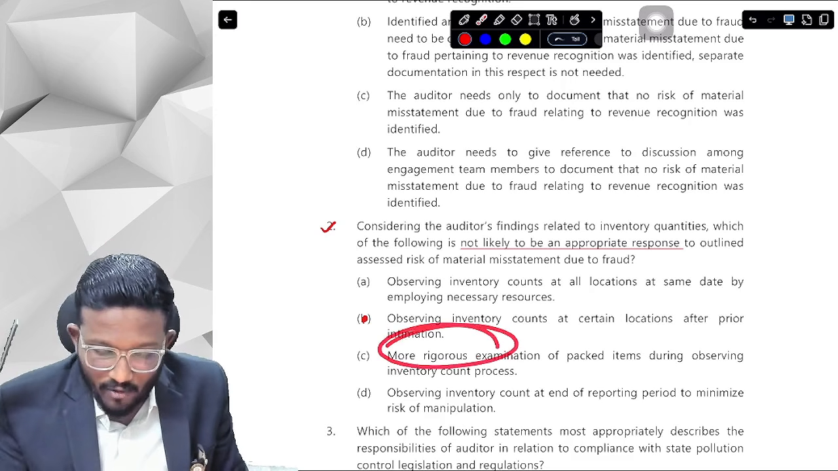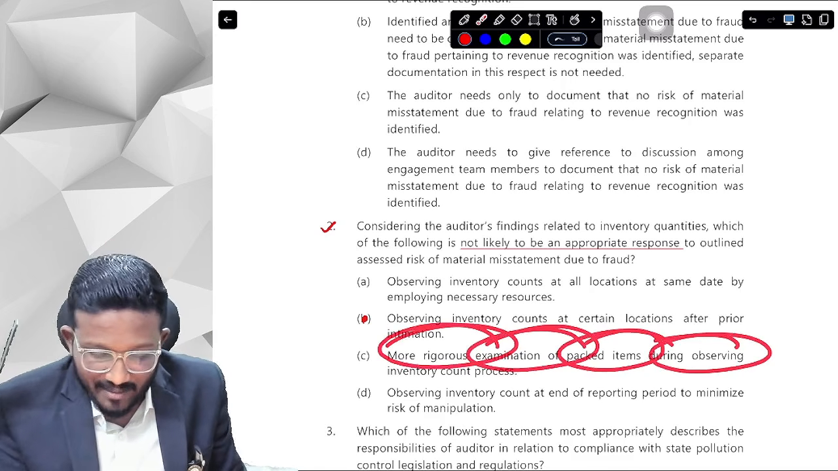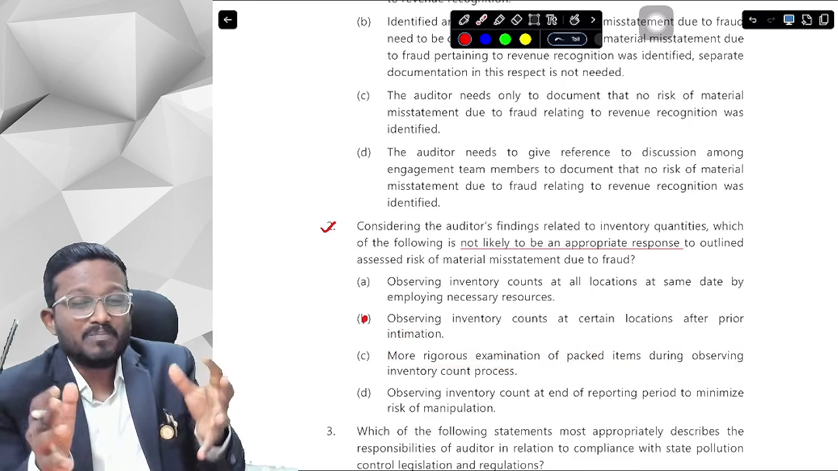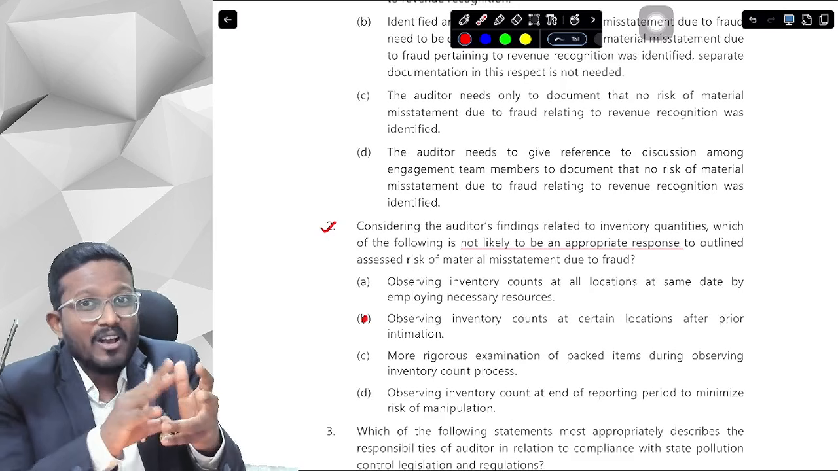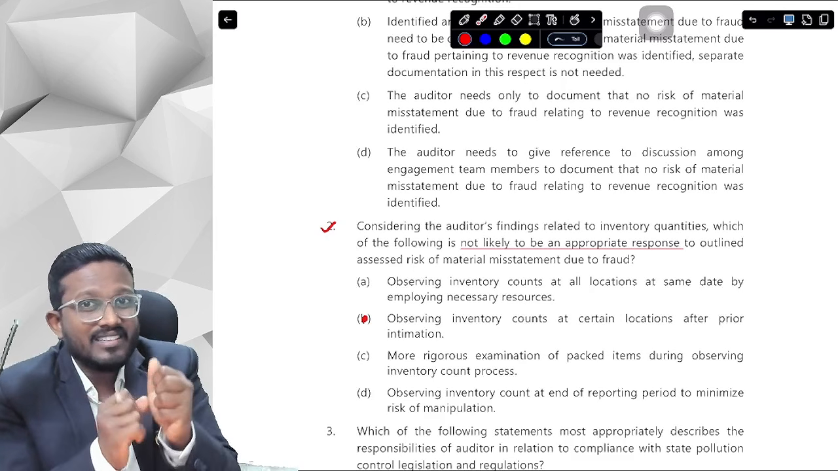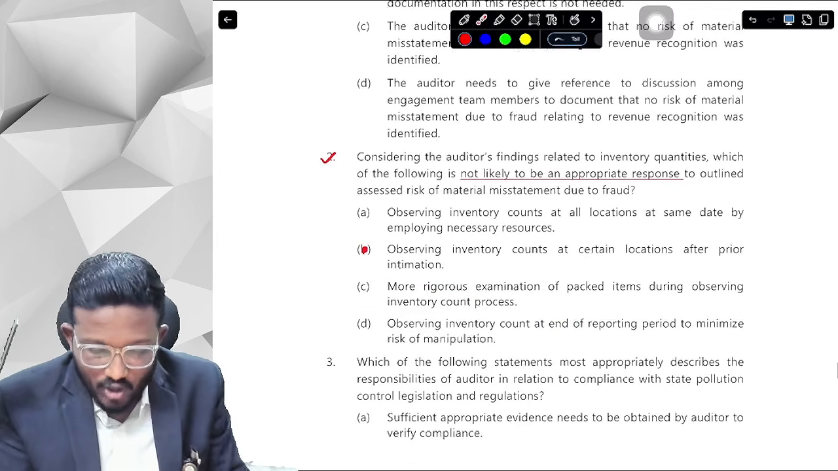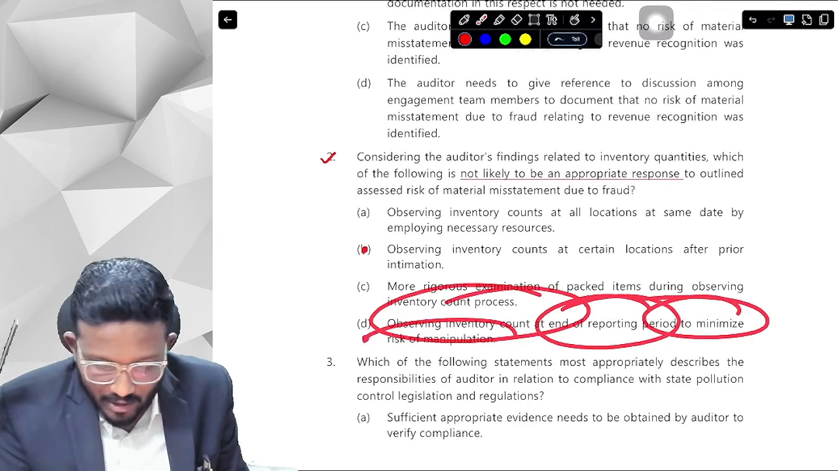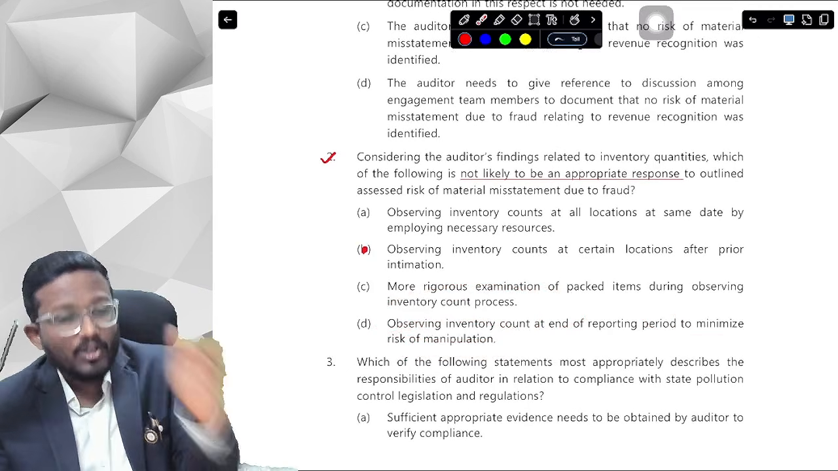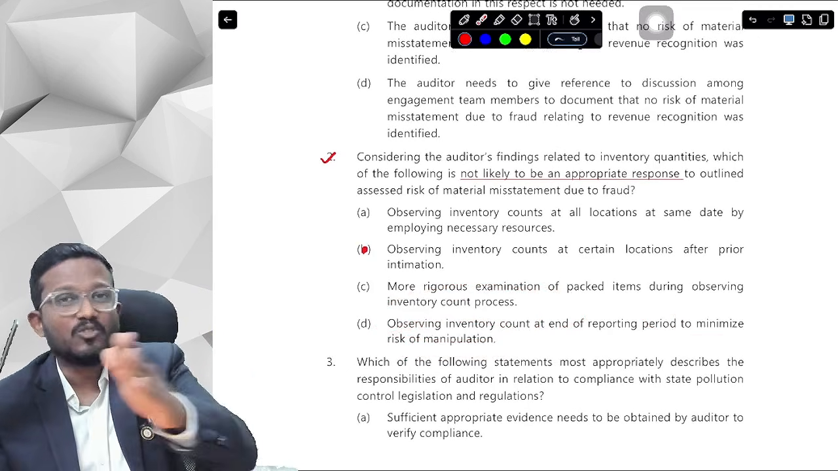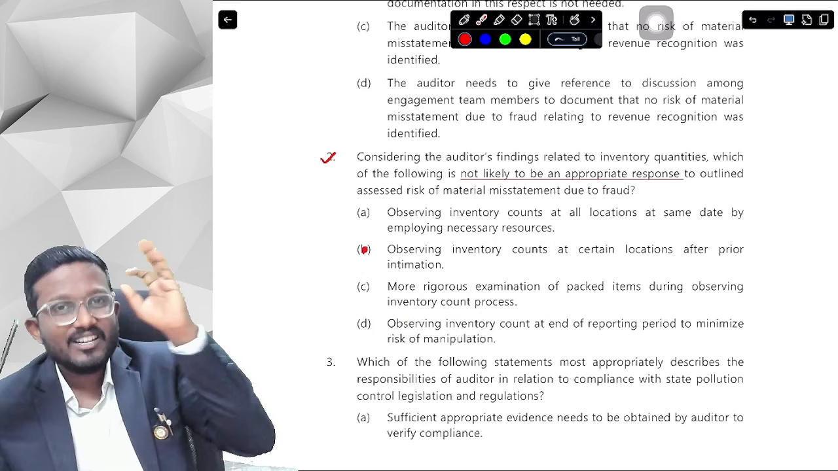Secondly, we need to perform more rigorous examination of packed items while observing the inventory count process, because packed items generally have some fraud in them, some adjustments in them. So we need to rigorously check those packed items. So this is also correct. Next, we need to observe the inventory count at the end of the reporting period to minimize the risk of manipulation. We need to do the inventory count on 31st March so that there is no manipulation whatsoever. So these three are correct.